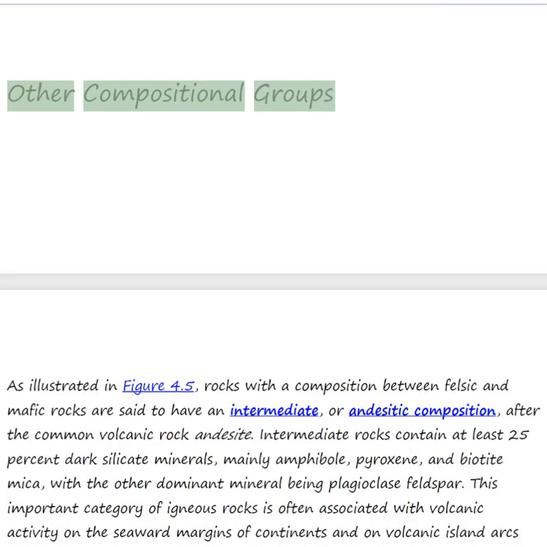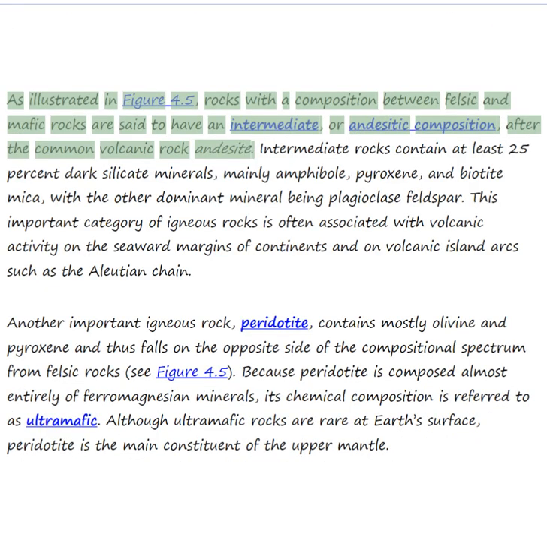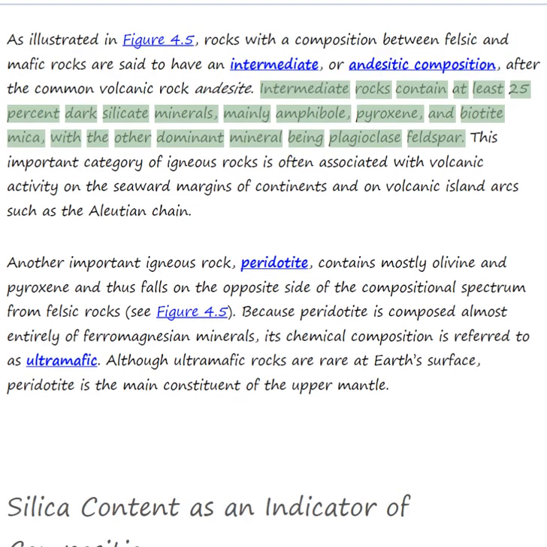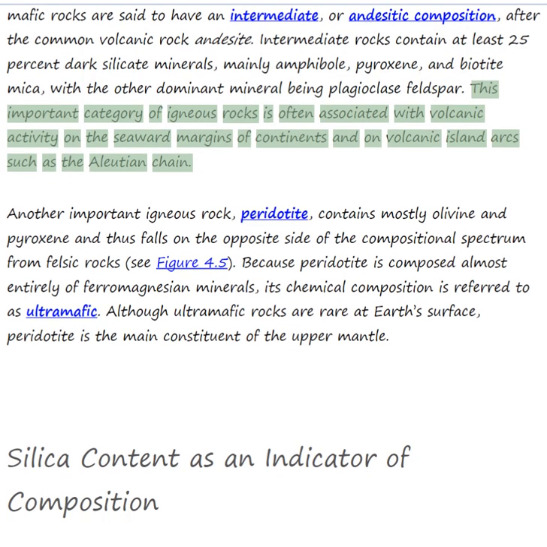Other compositional groups. As illustrated in Figure 4.5, rocks with a composition between felsic and mafic rocks are said to have an intermediate or andesitic composition after the common volcanic rock andesite. Intermediate rocks contain at least 25% dark silicate minerals, mainly amphibole, pyroxene, and biotite mica, with the other dominant mineral being plagioclase feldspar. This important category of igneous rocks is often associated with volcanic activity on the seaward margins of continents and on volcanic island arcs such as the Aleutian chain.